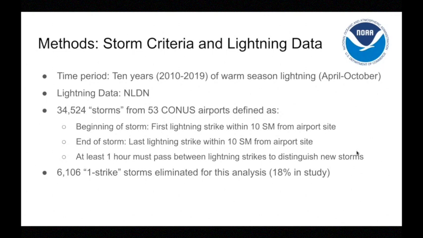We defined these storm periods with the beginning of the storm being the first lightning strike within 10 miles from the airport, and the end of the storm being the last lightning strike within 10 miles from the airport. In order to distinguish one storm from another, we mandated that at least 1 hour had to pass between the last lightning strike of the old storm and the first lightning strike of the new storm. In doing so, we ended up with about 6,100 one-strike storms that we eliminated from this analysis. That was a total of about 18% of the original almost 35,000 storms.